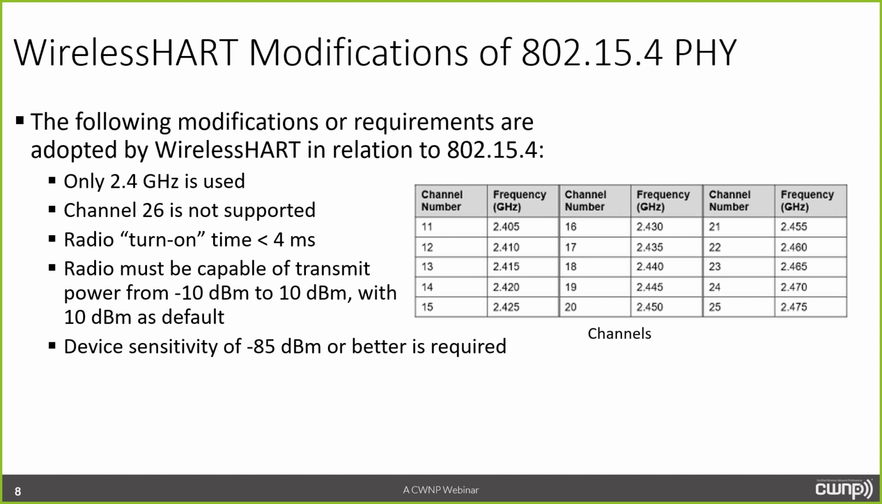So channel 11 is center frequency 2.405 gigahertz through channel 25, center frequency 2.475 gigahertz. As you can see, there is 5 megahertz of space between each channel. So we go from 405 to 410 to 415 and so forth, marching right up through. Remember, channel 26 is not supported in WirelessHART. The radio turn-on time is less than 4 milliseconds, and it must be capable of transmit power in the range of minus 10 dBm to 10 dBm, with 10 dBm being the default according to the specification. And the sensitivity needs to be minus 85 dBm or better.